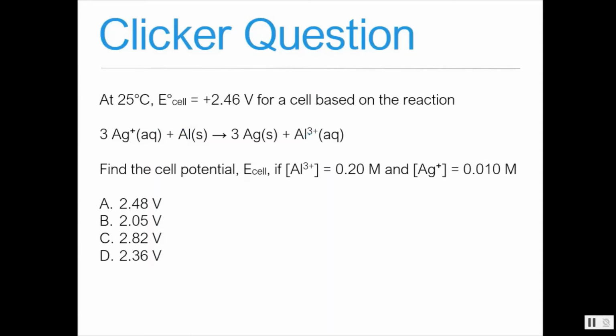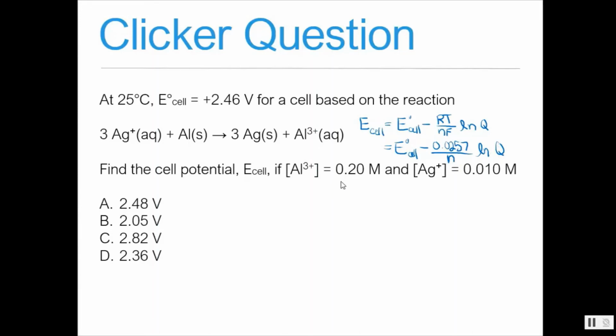So don't forget that the Nernst equation that you want to use is E cell is going to be equal to our standard potential of our cell, E naught of cell, minus RT over NF ln of Q, which we can simplify to be our standard potential of our cell minus 0.0257 over the number of electrons transferred times the natural log of Q.